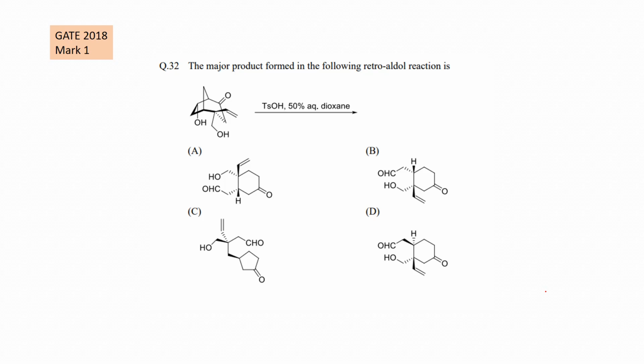So there is a question which came in GATE 2018. They have given a substrate and asked for the major product formed in the following retroaldol reaction when it is treated with pyridinium sulfonic acid in 50% aqueous dioxane. So they have given pyridinium sulfonic acid, that means they have given an acidic medium in aqueous solution. So what will be the product formed in the retroaldol reaction? Just give it a try, then we'll solve it together. I'll just give 10 seconds.